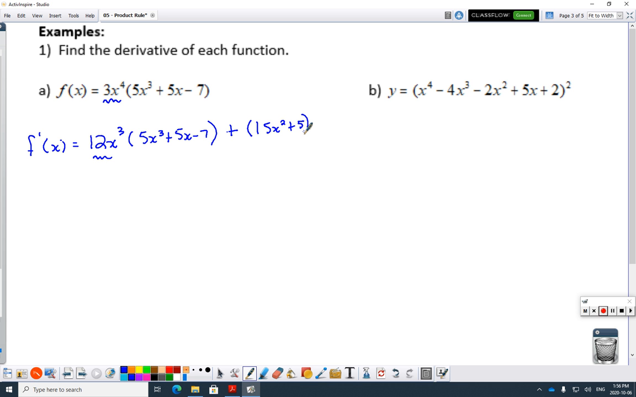Doing this really slowly. Derivative of the first times the second, plus derivative of the second, shouldn't be too hard to do, derivative of the second times the first. And when I say times the first, not times the derivative of the first, just times the first function. That's actually the end of the product rule lesson. The rest of this is just algebra.